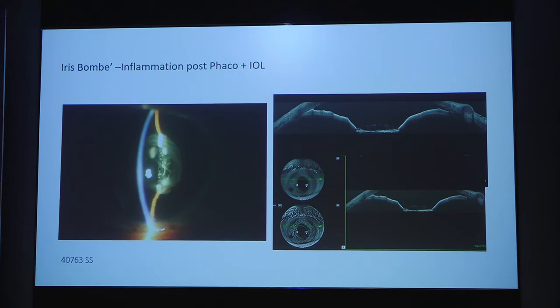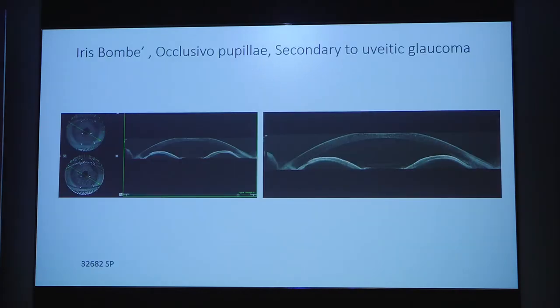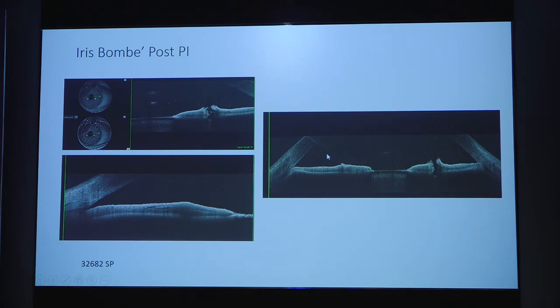A patient of inflammation post phaco plus IOL, you can see how much inflammation is there, and the occlusio pupillae along with iris bombe. A patient of, say, uveitic glaucoma, and here obviously we did a PI, but we cannot do a far peripheral PI because hardly there is a space, so we did a mid-peripheral PI here, and immediately after PI the angle opened up and the pressure came down.